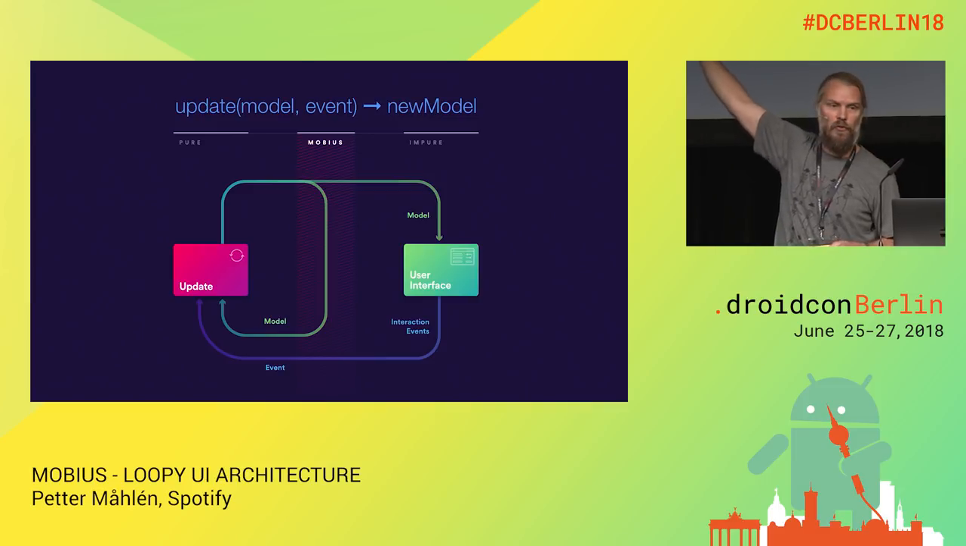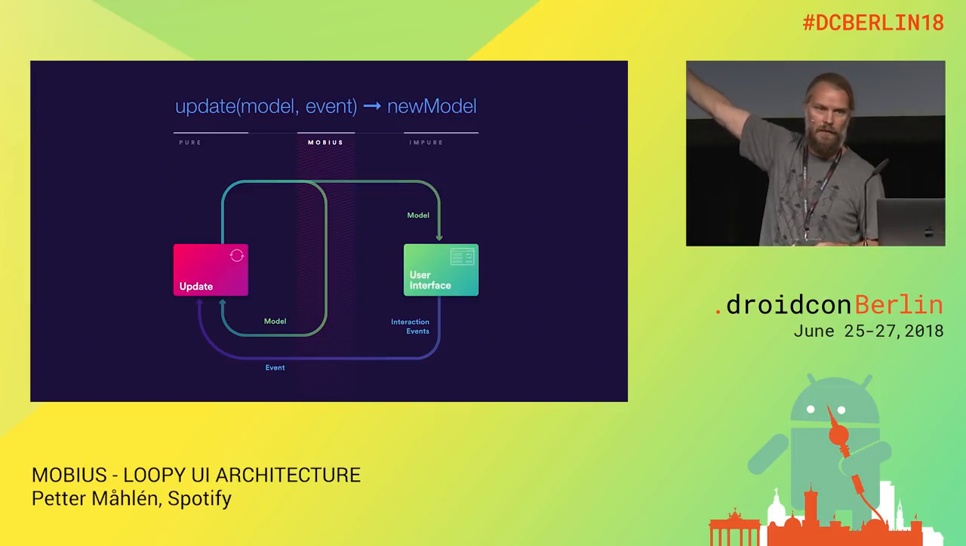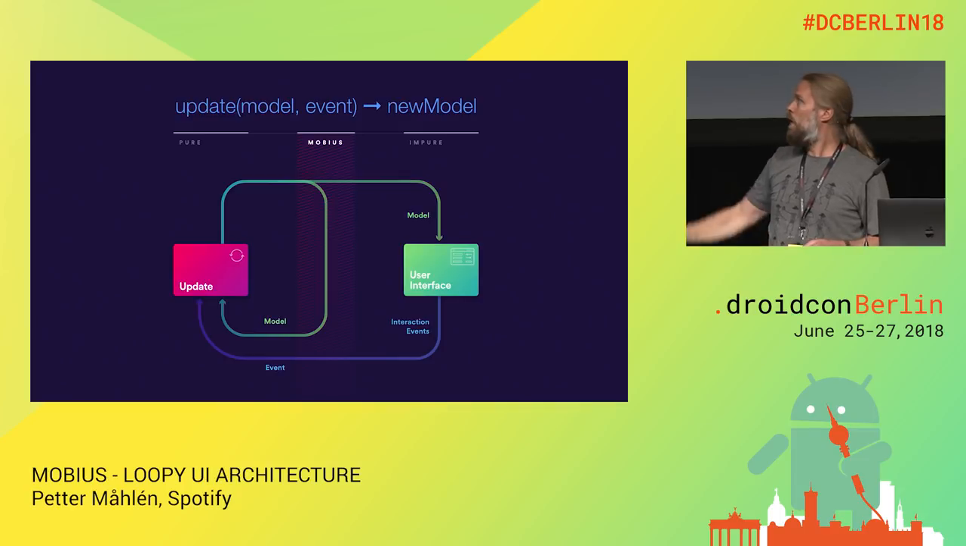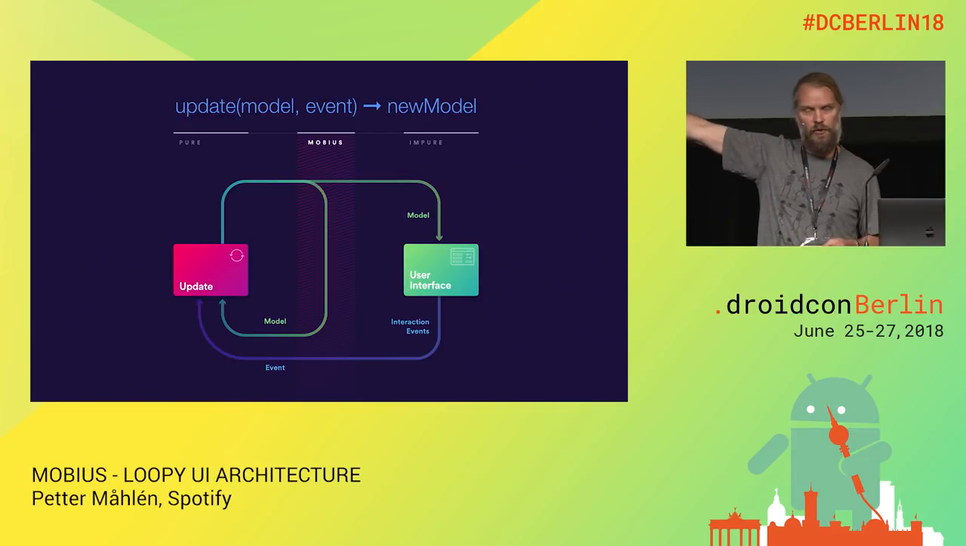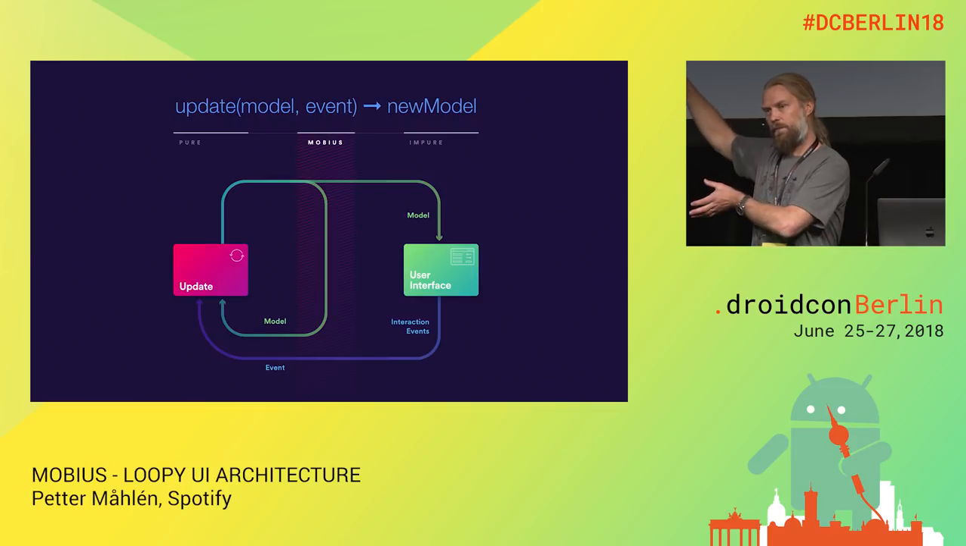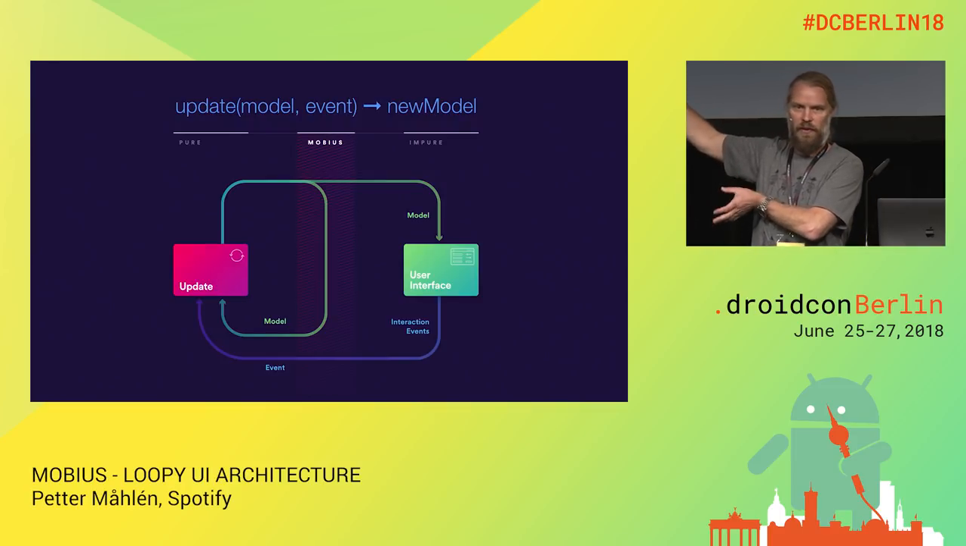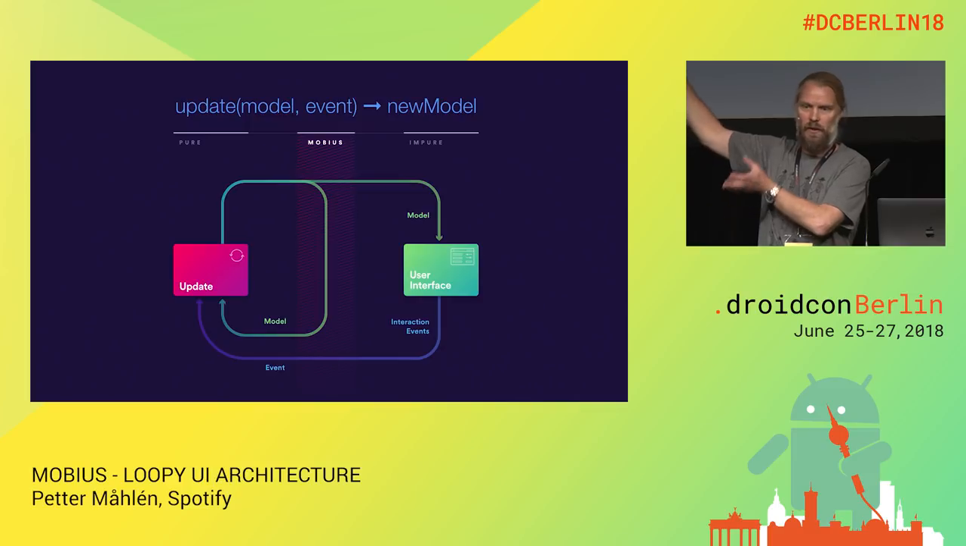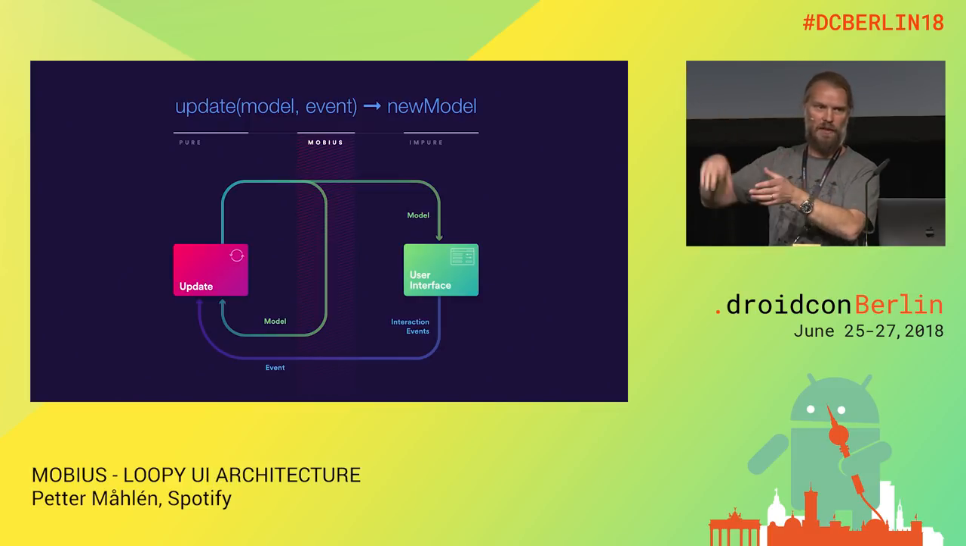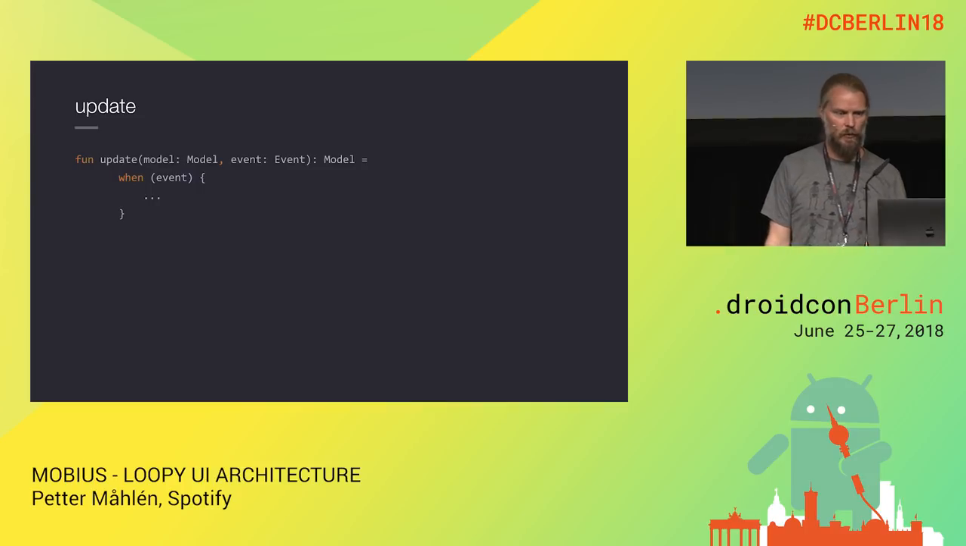And then the user interface observes changes in the model and updates itself based on that. And the model circles back so that it's available for the next event. Event processing is done sequentially and atomically, so there's only one event that happens at a time. If two come at the same time, then one is going to be selected and the other one will have to wait until the first one was processed.